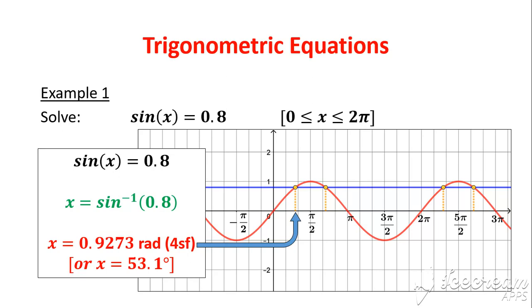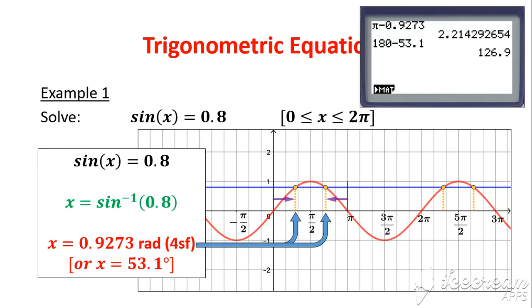This solution here represents the solution we've found, but there is another solution we've got to find. Now, to find the second solution, we need to use a little bit of the symmetrical properties of the graph. The distance between 0 and our first solution is going to be the same as the distance from pi back to our second solution. So, to work out our second solution, we need to just take pi and subtract 0.9273, and that gives us our second solution of 2.214, or if you're working in degrees, 180 minus 53.1 to get our second solution.